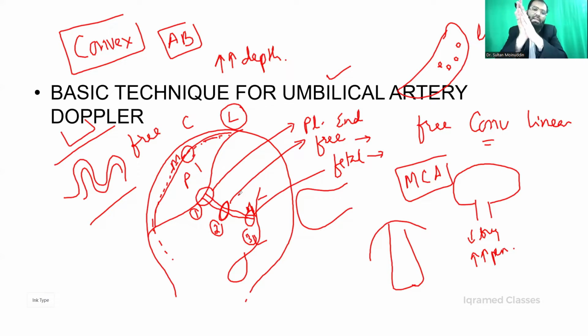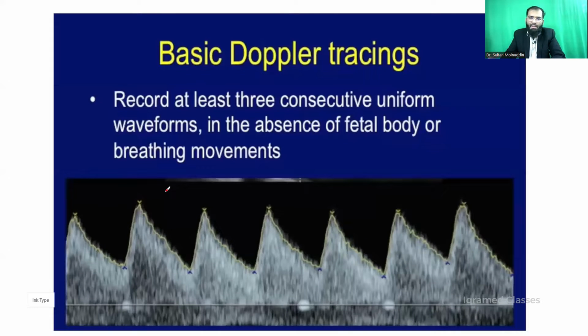So in those cases, again, linear probe is better. Now, with this in our brain, free loop is the best one for looking at umbilical artery Doppler. We have seen that. Now, let's move ahead and see the basic Doppler tracings which we get when it comes to umbilical artery. So, the basic Doppler tracing which we get when we look for umbilical artery looks like this.